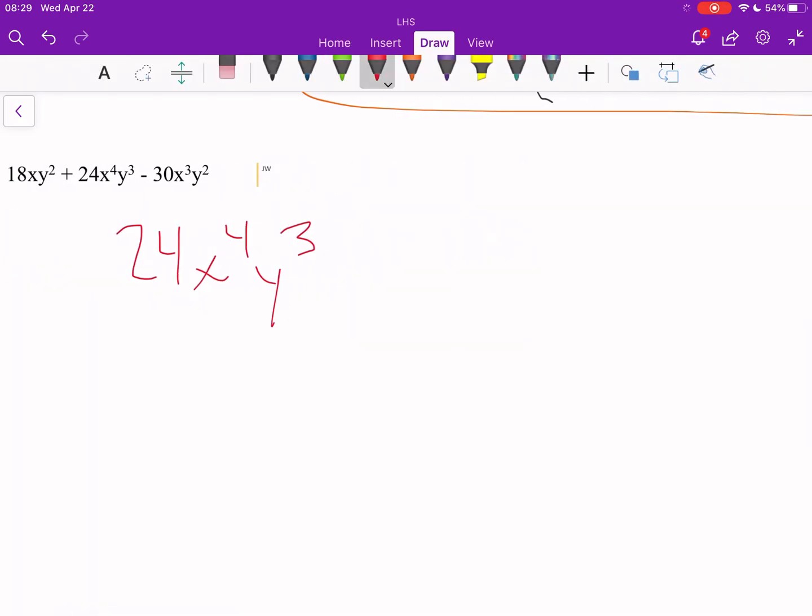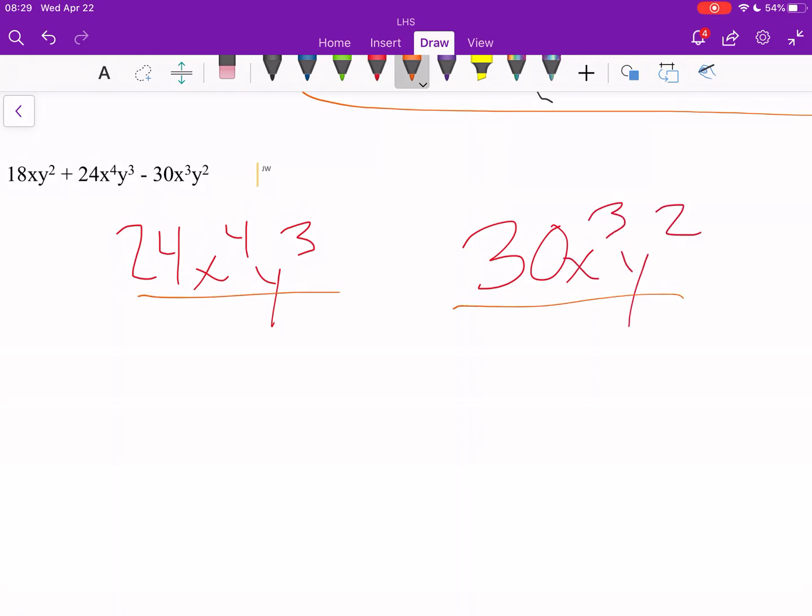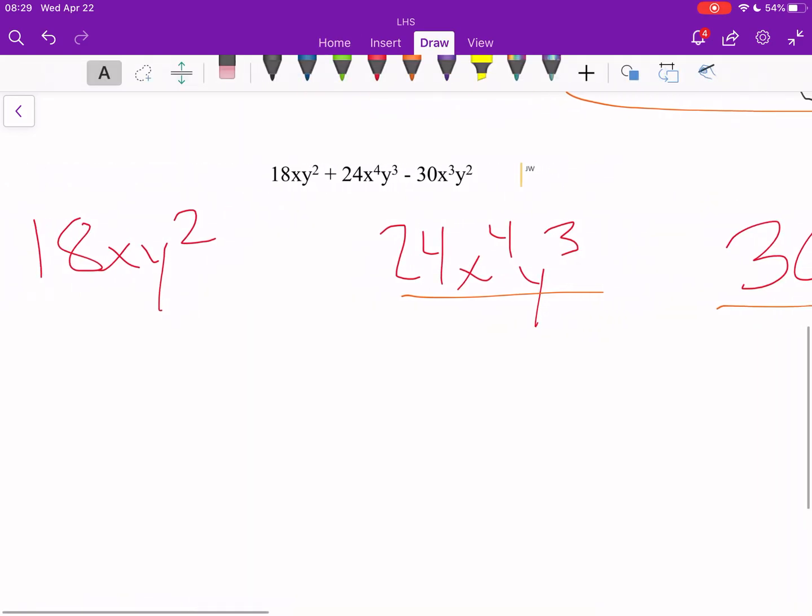And we've got 30x cubed y squared. And note again that when I wrote these out, I just ignored the negative signs, right? There's one negative sign there, and we're just ignoring it for now as we're finding the factors.